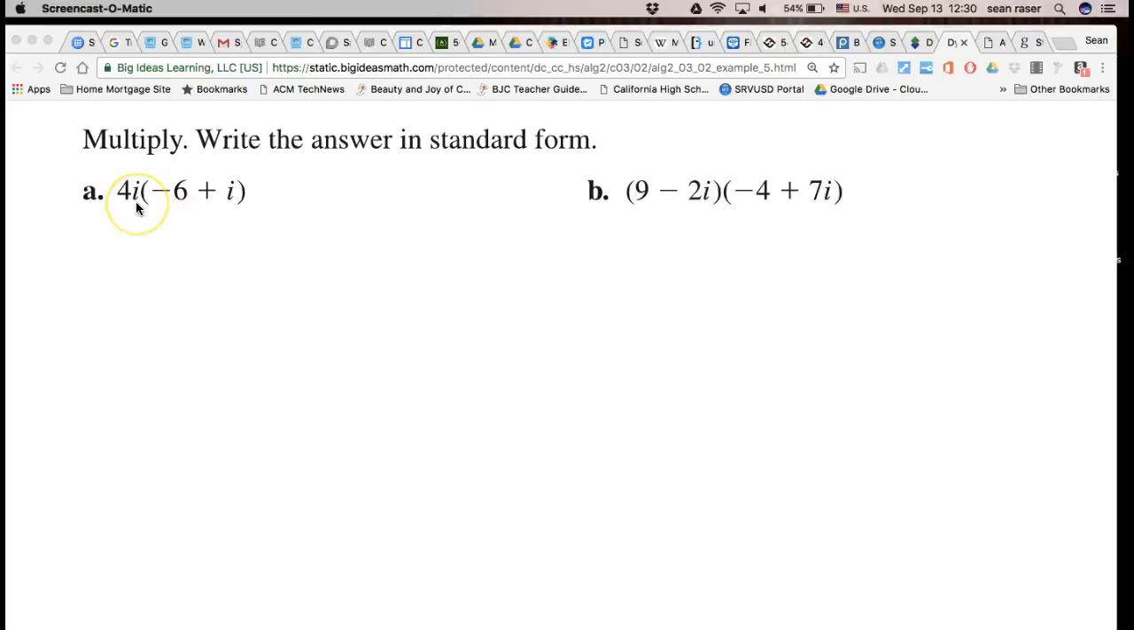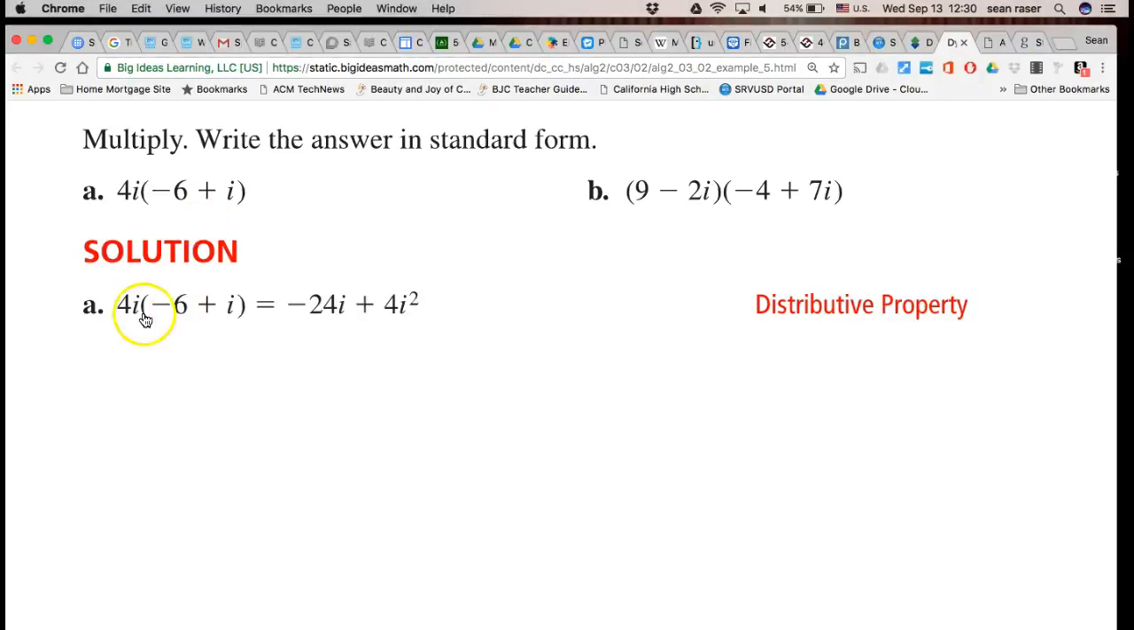So let's go ahead and walk through this first example. In A, we've just got 4i, and we're multiplying it times -6 plus i. So in this one, you're simply going to distribute 4i to both terms in here. You're going to multiply it by -6 and times positive i. And then you're going to simplify your complex number. So let's look at what we end up with. -6 times 4i is -24i, plus 4i times i is just 4i squared. Okay? That's our first step.